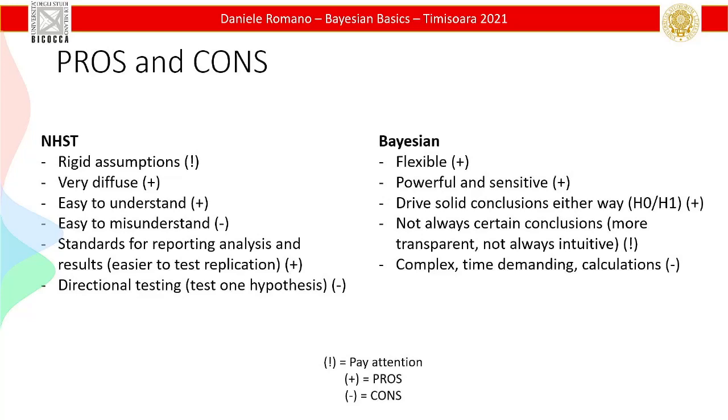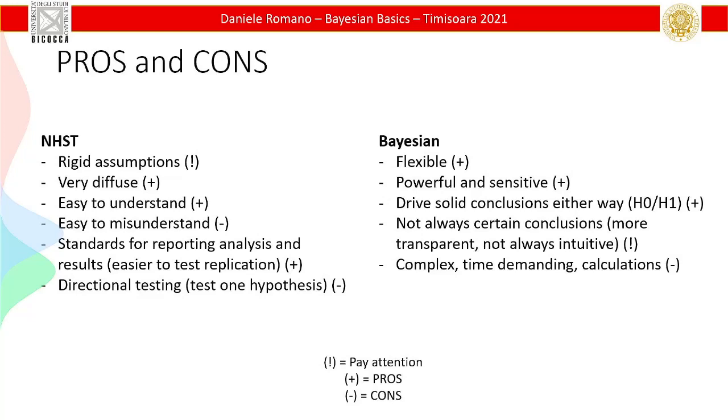So it's not a cons, but you have to pay attention. It's very diffuse, so that's a plus for the NHST. And at the same time, it's easy to understand and easy to misunderstand. Because it's very commonly used, it gives you a common language with other scientists, but at the same time, we know how many times p-value is misunderstood, confidence intervals are misunderstood, so it's both an advantage and a disadvantage, this common language. There are good standards for reporting the analysis, and this is easier for controlling the results, for replication of the results.